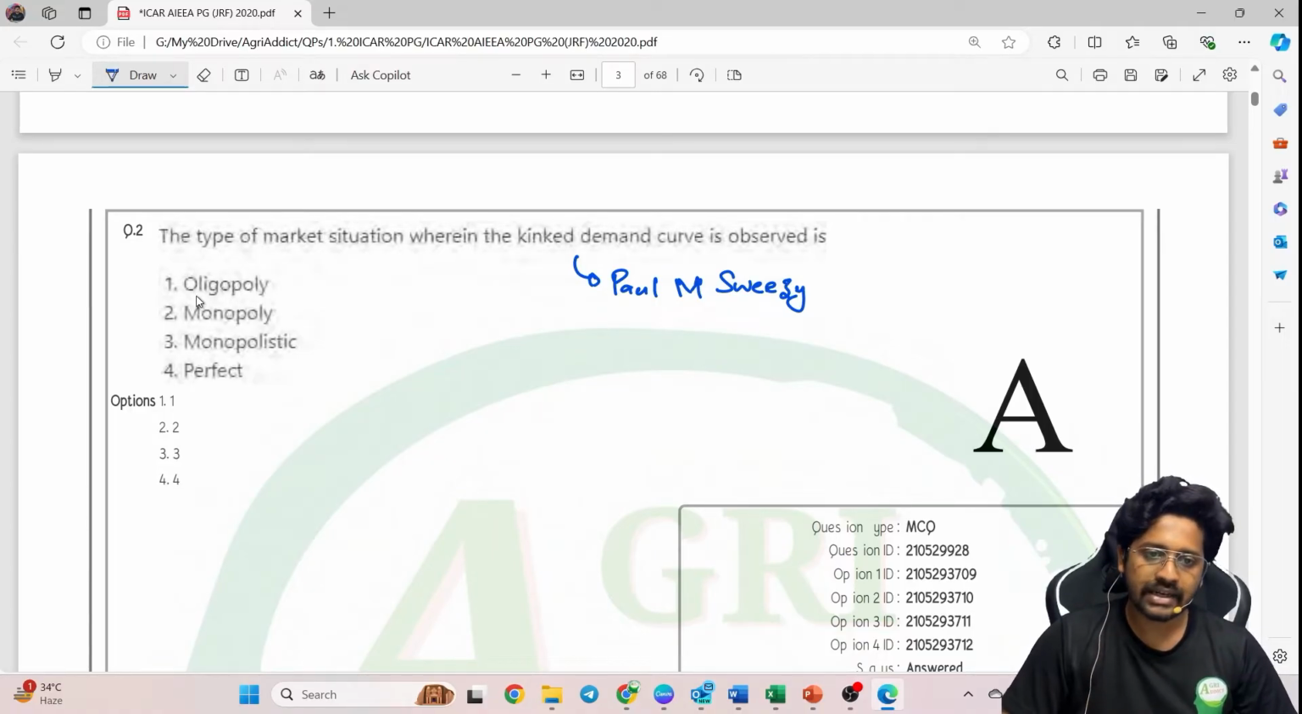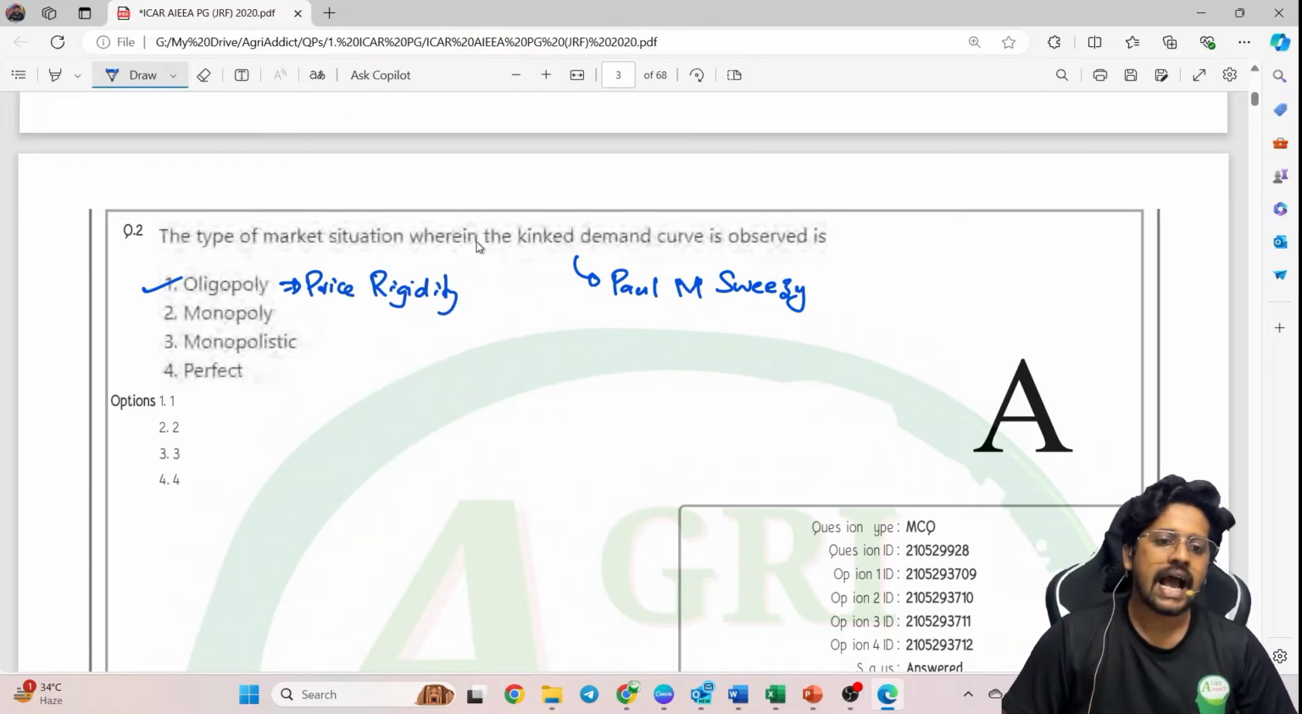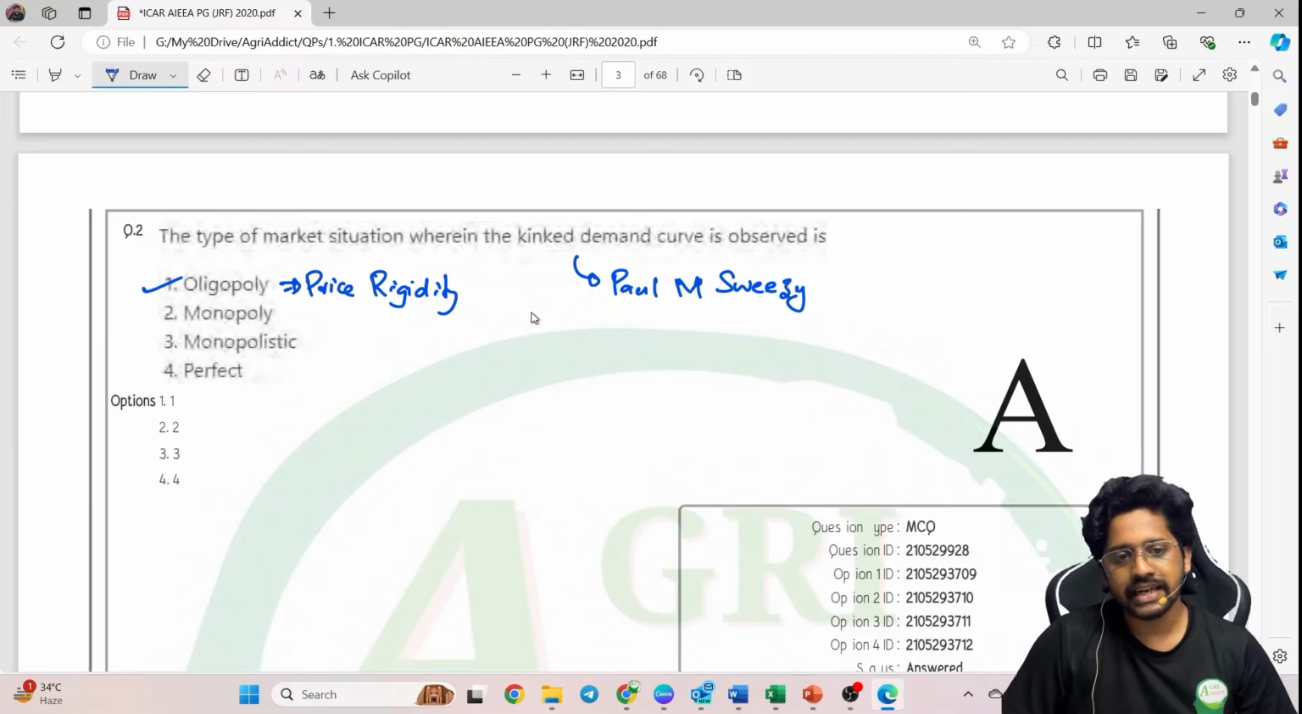So kinked demand curve is the characteristic feature of oligopoly market because of the price rigidity. As the name suggests, the demand curve of the firm in an oligopoly situation will be having a kink in their demand curve. That's why the oligopoly market is characterized with the kinked demand curve.